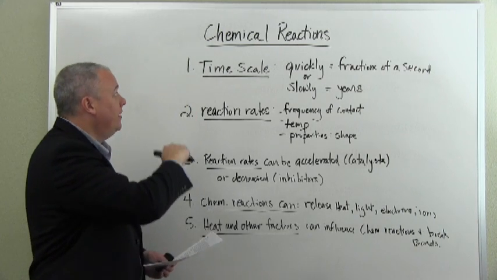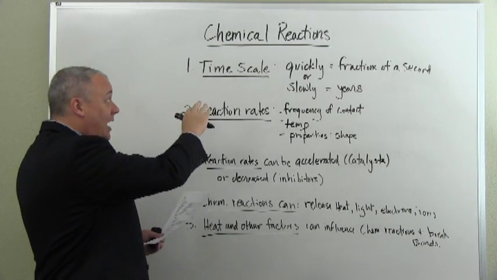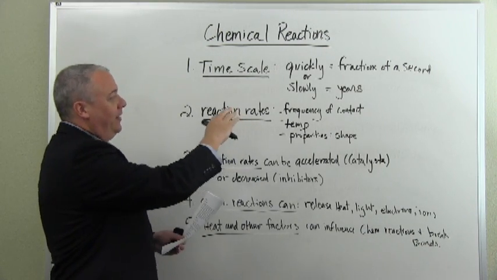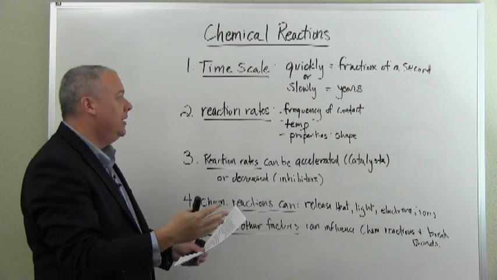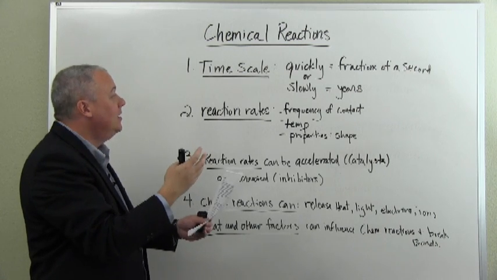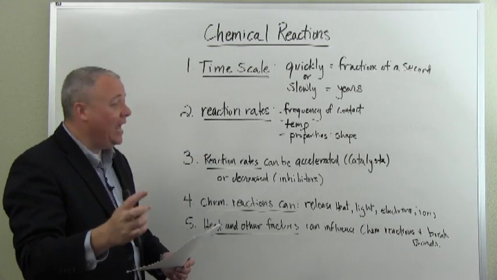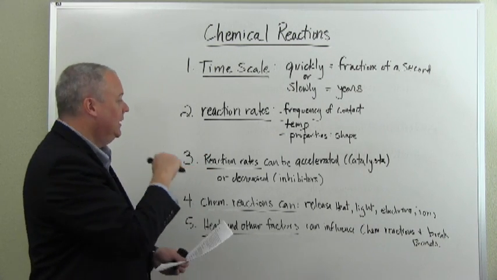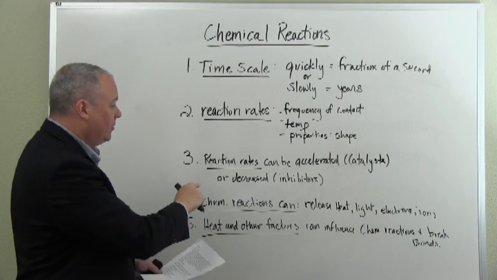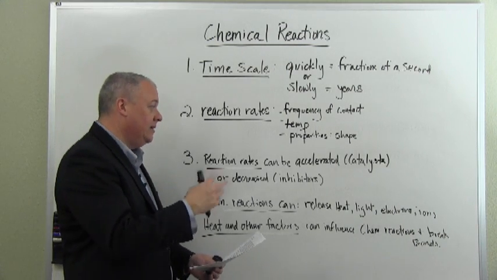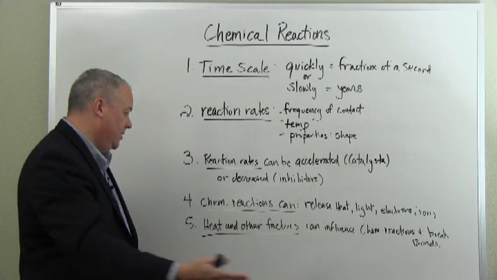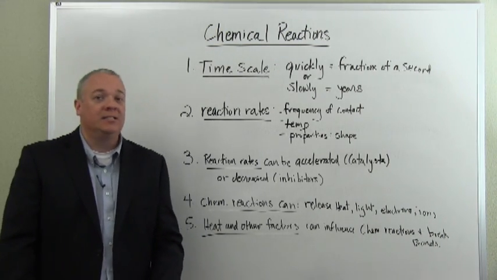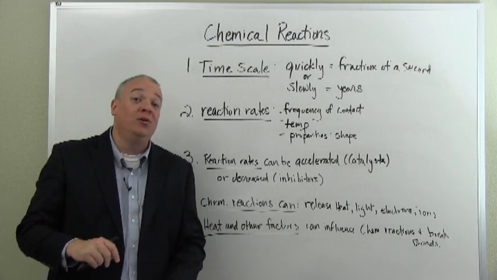But anyway, chemical reactions, just the basic overview again: time scale from fractions of a second to years and years. Reaction rates are affected by the frequency of contact, the temperature at the point of their mixing and contact, and then the properties, solid, liquid, gas, the shape of it. Reaction rates can be accelerated with catalysts, decreased with inhibitors. Chemical reactions produce things often like heat, light, spinning off electrons, ions, and heat and other factors influence chemical reactions and help to break bonds. Once again, this has just been the basic overview of chemical reactions.